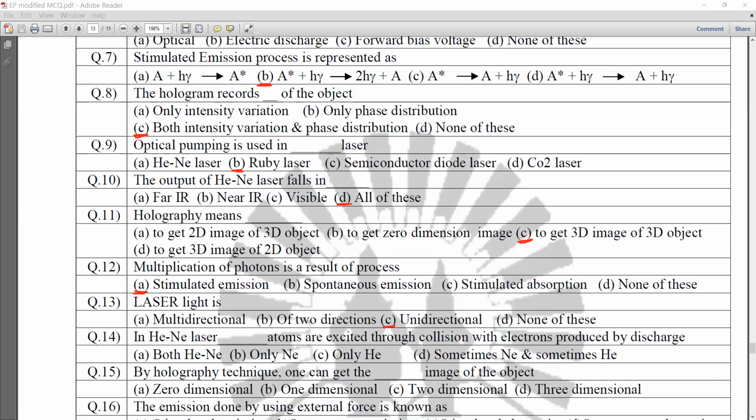Then in a helium-neon laser, dash atoms are excited through collision with electrons produced by discharge. Both helium and neon, only helium, sometimes neon, sometimes helium. The answer is both. Both are excited. By holography technique, one can get the dash image of the object. 3-dimensional image. This is correct. So we go for the next slot.